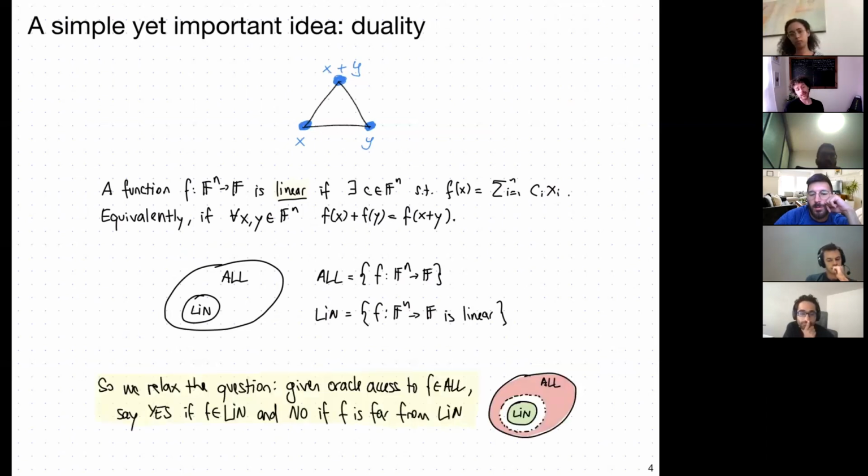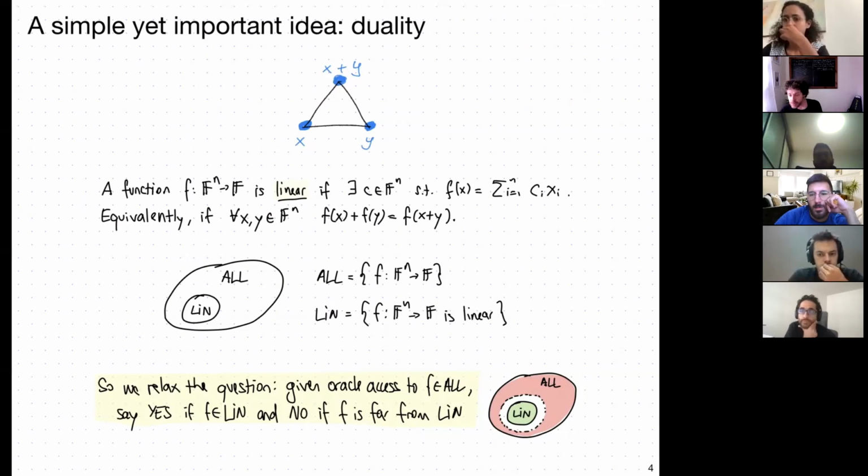But when we're looking now at the relaxed setting, you might say, well, here's a naive idea. Let's just choose x at random, choose y at random, and check that f of x plus f of y is f of x plus y. And maybe if this is a function which is linear, then we know for sure that this would hold. And maybe if this function is far from linear, then here we might have some problems.